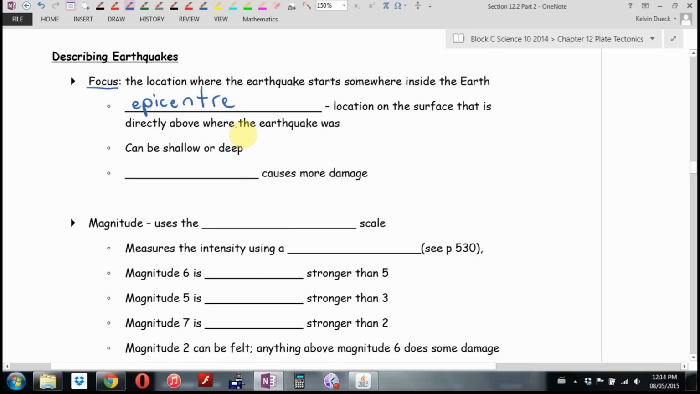Earthquakes can be shallow or deep. Which ones cause more damage? Shallow, because there's not as much rock to absorb the energy, which means they do more damage on the surface. So certainly for vocabulary, I think the word focus and the word epicenter would be good words to ask.